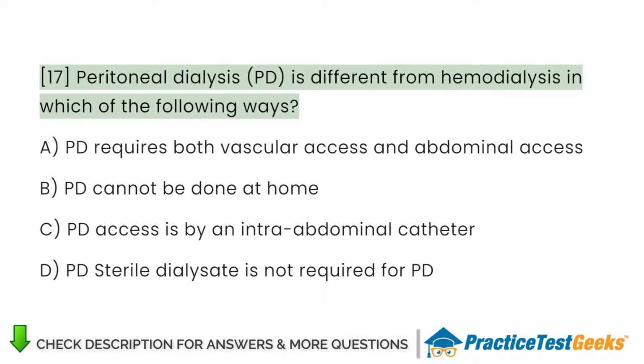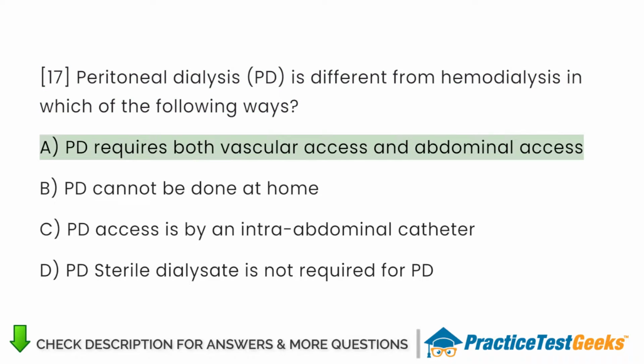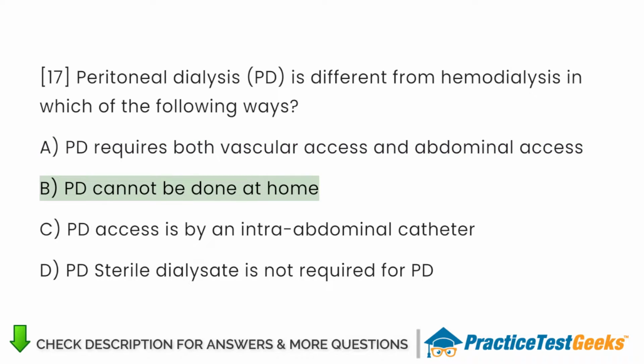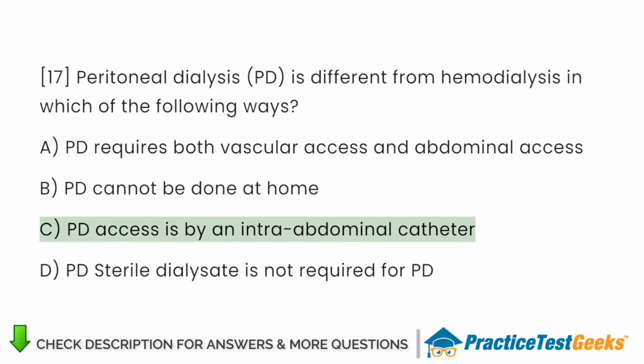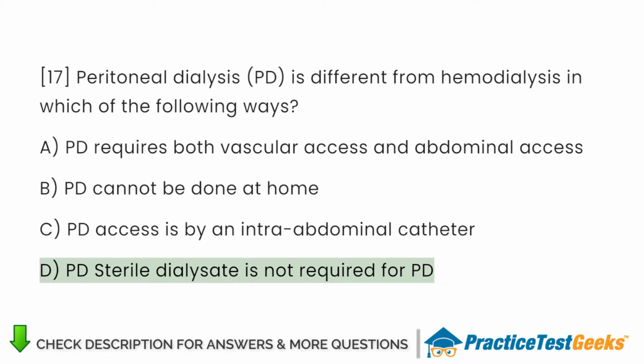Peritoneal dialysis, PD, is different from hemodialysis in which of the following ways? A. PD requires both vascular access and abdominal access. B. PD cannot be done at home. C. PD access is by an intra-abdominal catheter. D. Sterile dialysate is not required for PD.